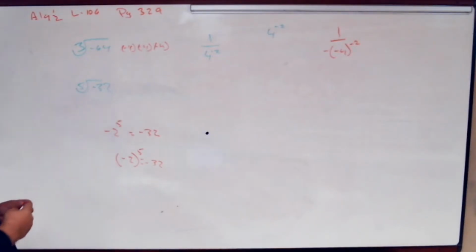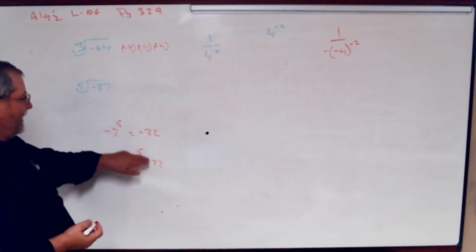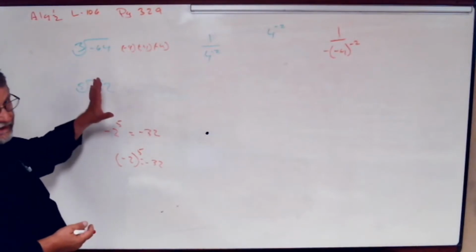These are all the same thing here, okay? When you have an odd root, it doesn't matter. The negative is still going to be there. When you have an odd power, odd root. Does that make sense? I hope you guys are getting this right here.